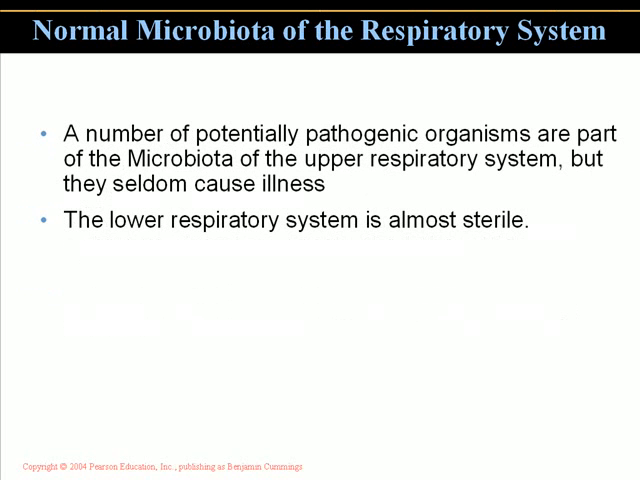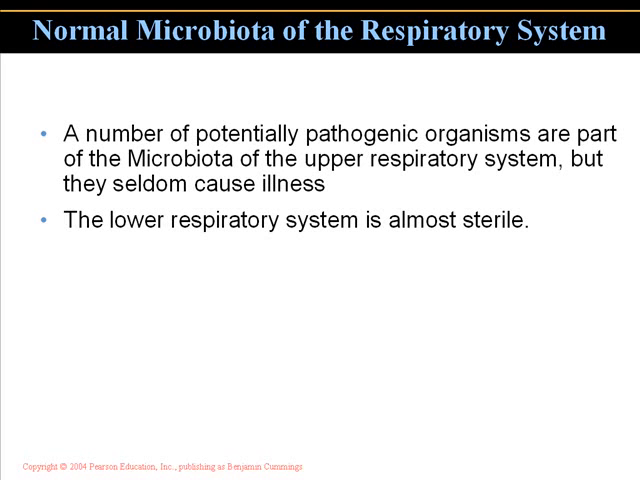A number of potential pathogenic organisms are a part of the normal flora, the normal microbiota in the upper respiratory system, and these organisms seldom cause disease. As you know, the normal flora, or the normal microbiota, is a part of our system, and we need that bacteria because it will compete with the invaders.